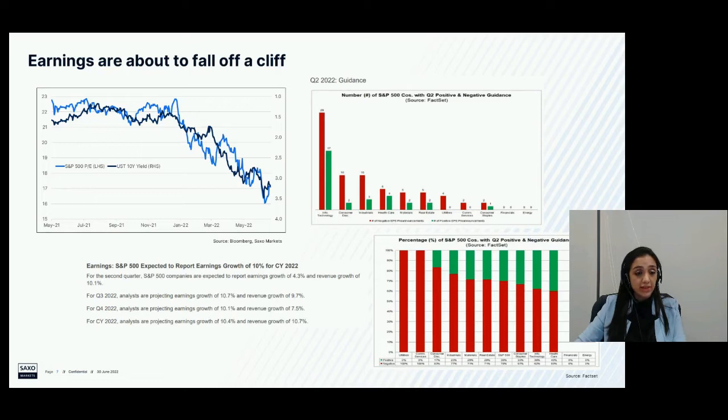More S&P 500 companies have issued negative EPS guidance for Q2 compared to recent quarters. There are a total of 103 companies that have issued guidance, and out of that, 72 have issued negative EPS guidance. So that's 70% of the companies. This is the highest number that we've seen since Q4 2019. Most of them are in the utilities or the consumer discretionary space.